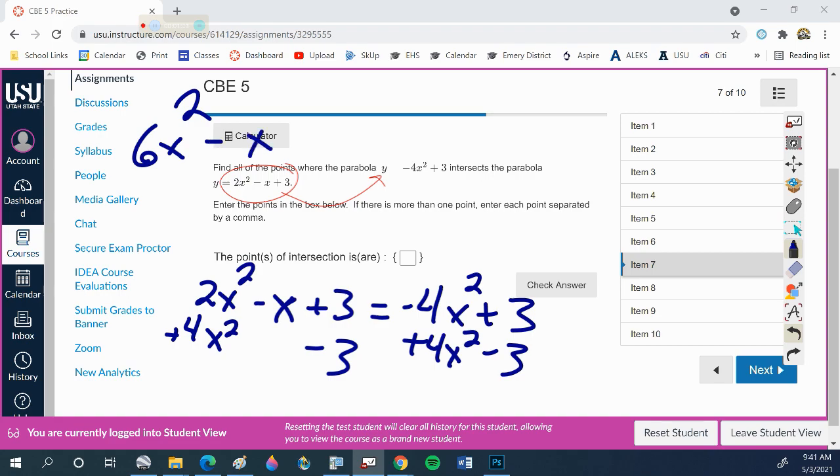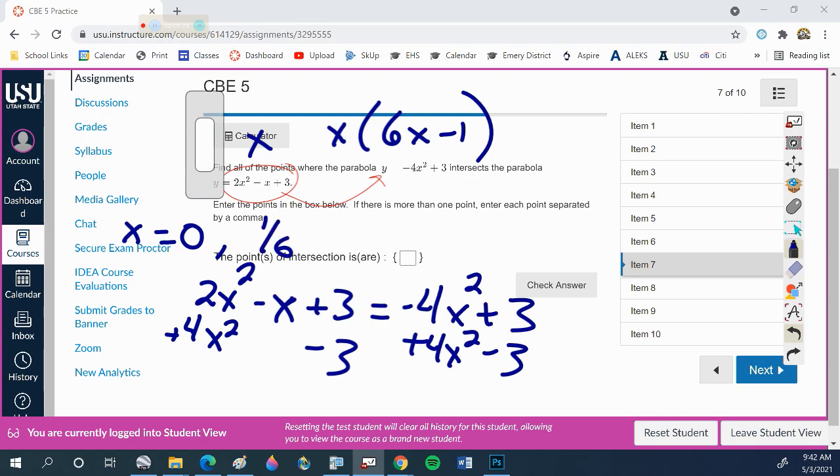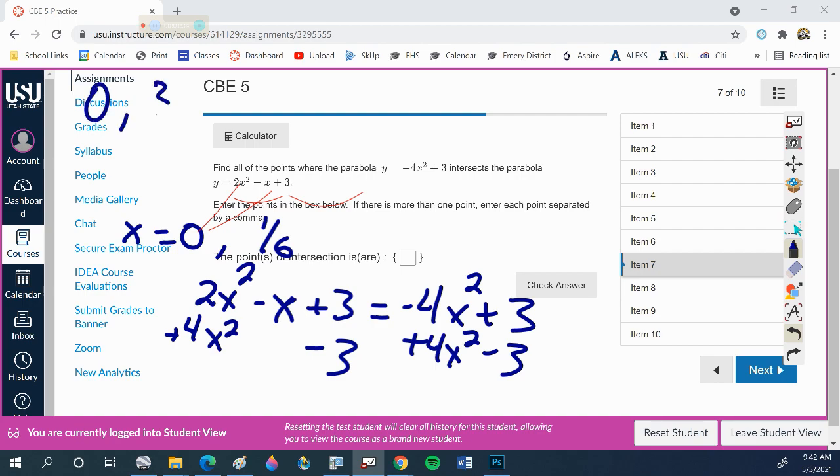Well, this is easy. Factor out an x. So my roots are 0 and 1/6. So to find the y values, I just plug that in. So the first point will be 0, 3. That's one intersection. And I'm going to plug this one in there.